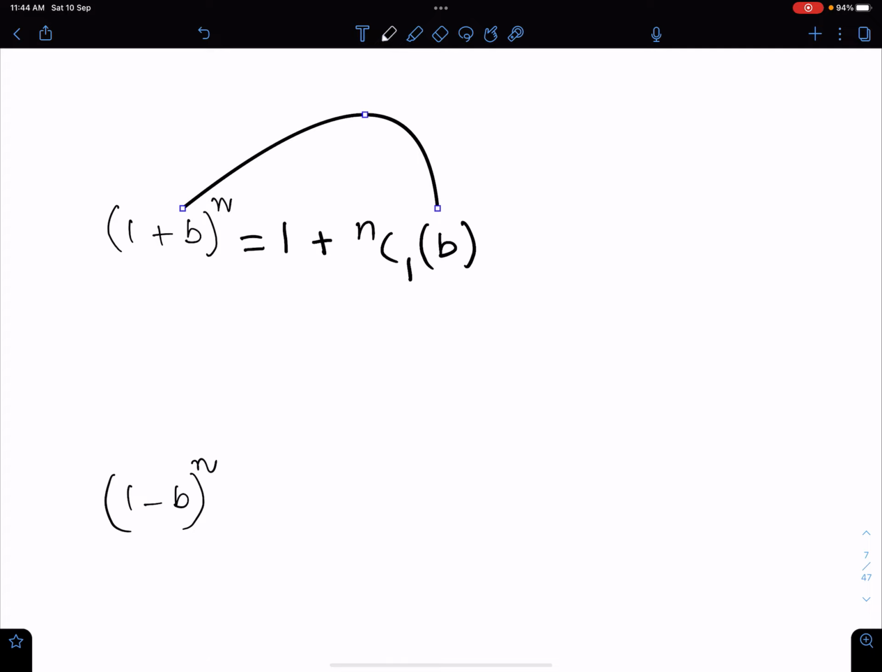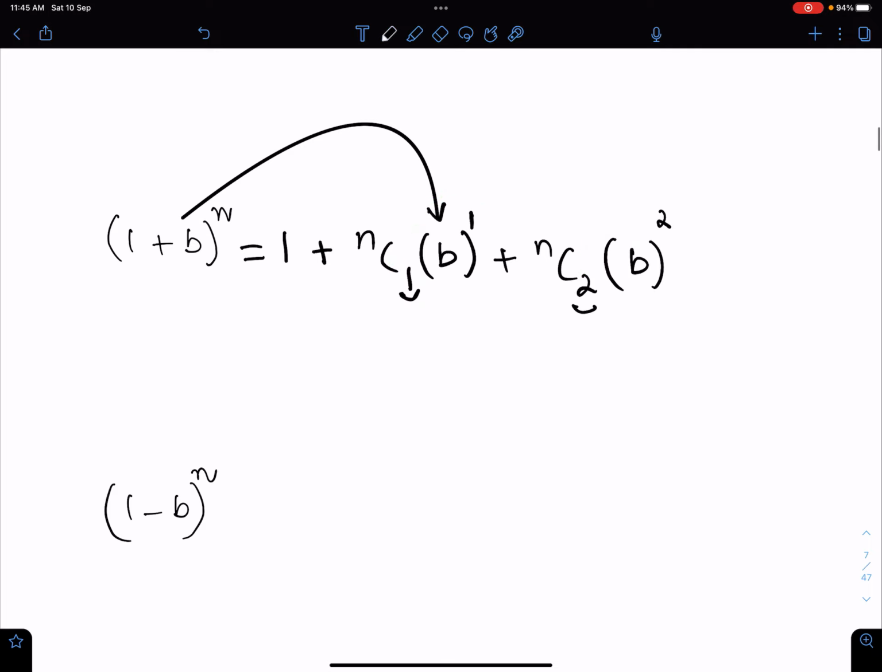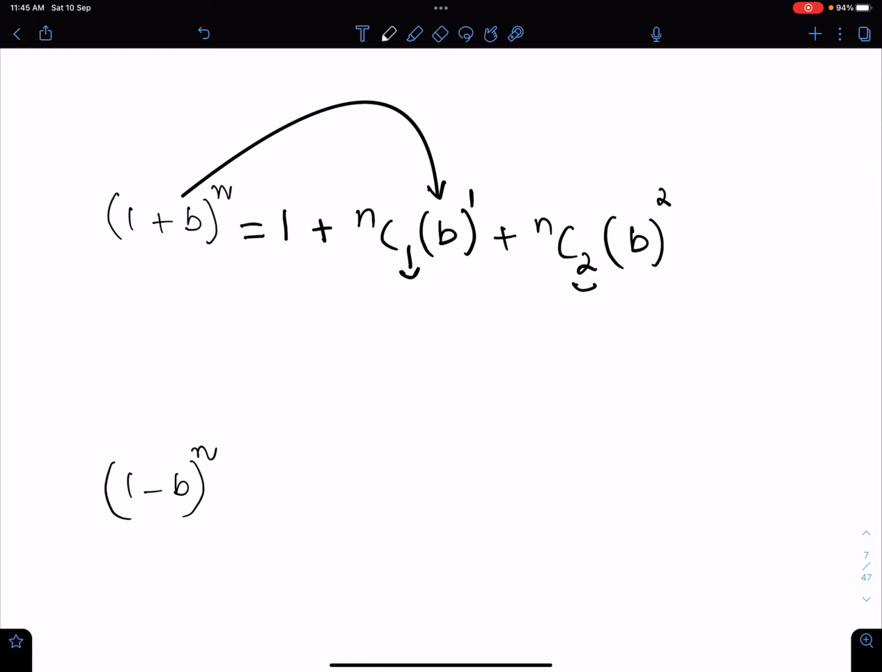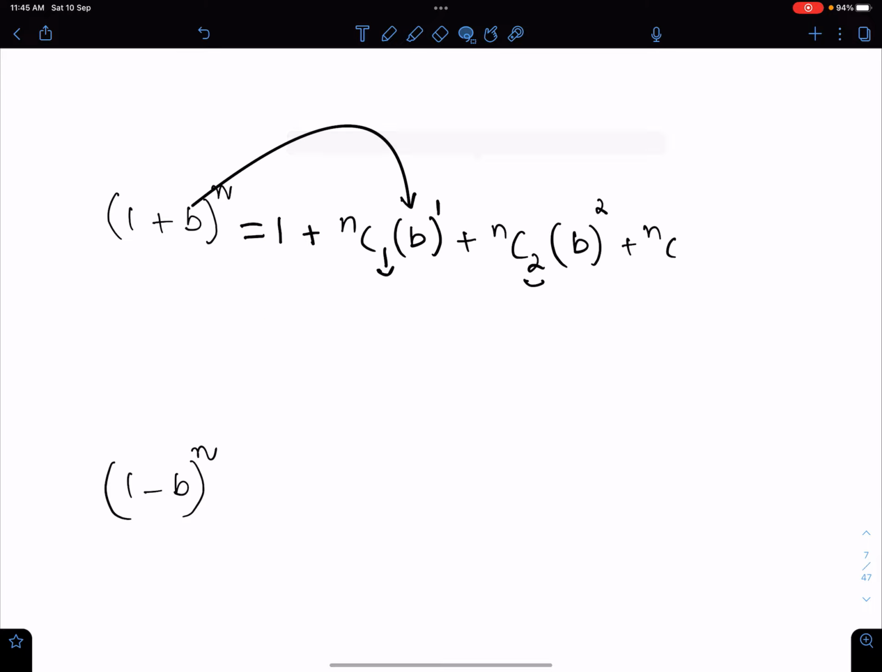The second term of the expansion is b, and this number is the power of the second term. Now write nC2, and this number is the power of this second term. I mean, these two numbers are always same. Similarly, you can find the fourth term, which should be nC3, b to the power 3, and so on.